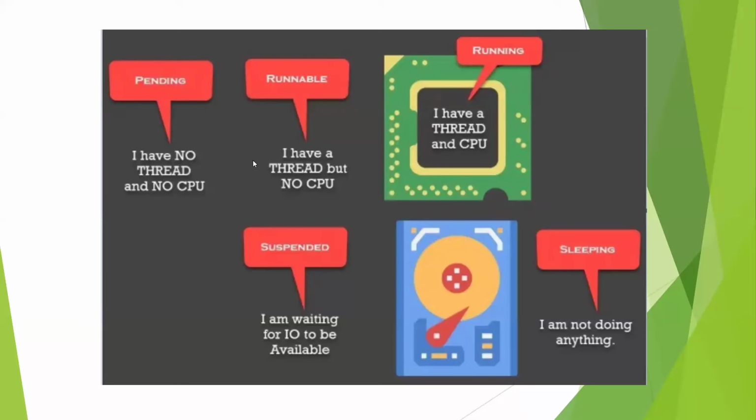So I mentioned here, runnable: the thread is not waiting for anything. It is ready and waiting for CPU cycle, waiting for CPU to be available. I have a thread, but no CPU, because some other thread is currently running. And if you see here, the status is running.